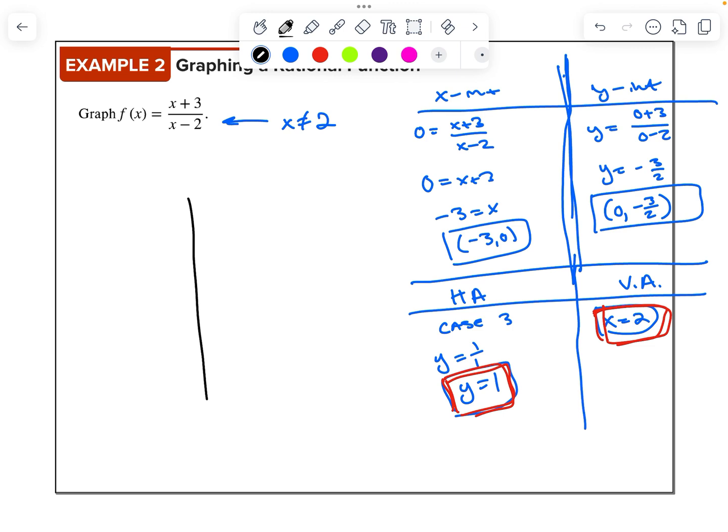So now when I get ready to graph this, I'm drawing my regular axis. I know that my horizontal asymptote is going to be at y equals 1, and I can draw my dashed line straight through y equals 1. I know my vertical asymptote is going to be at x equals 2, and so I can draw my vertical asymptote in red straight through x equals 2.